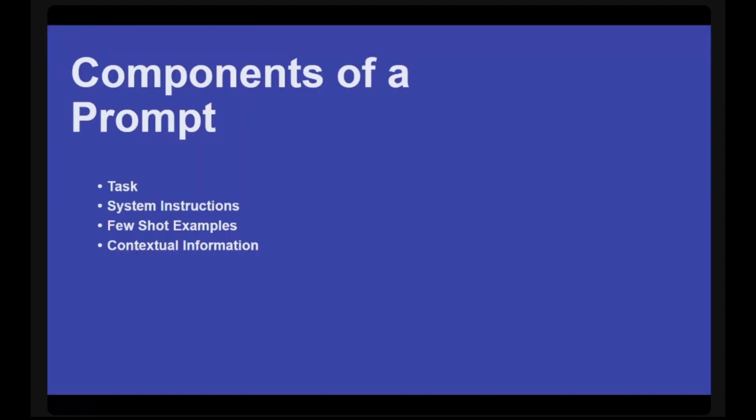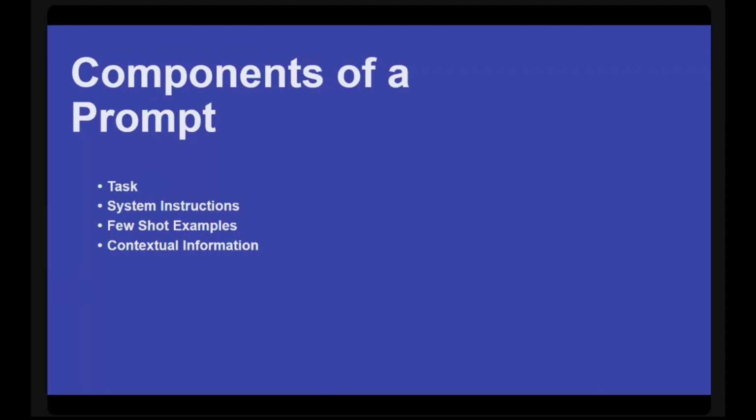Okay, so a good prompt contains four components. It has the task, it has the system instructions, it has a few short examples, and it has contextual information. So if your prompt contains these four pieces of information, then it is considered a good prompt, and we expect LLM to generate the best output for such a prompt, and we will see what kind of results it is going to produce with good prompts. So these are the components that a good prompt must have.